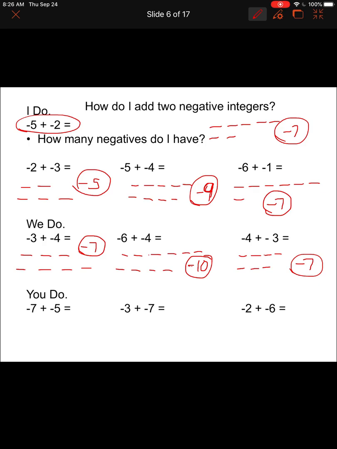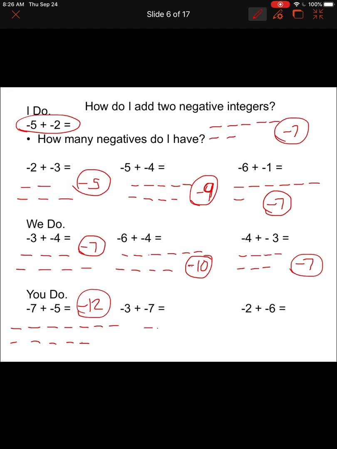All right, looking at your first problem, we have -7 plus -5. So we have 7 negatives. 1, 2, 3, 4, 5, 6, 7. And 5 negatives being added to that. If we add them together, we end up with 12 negatives.